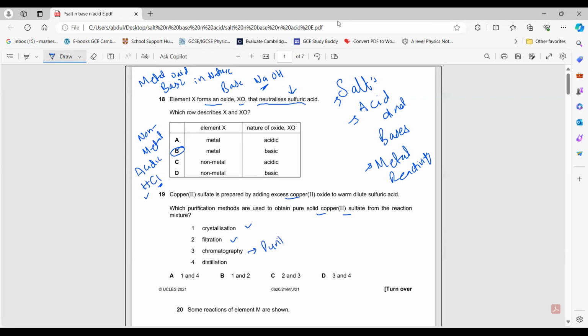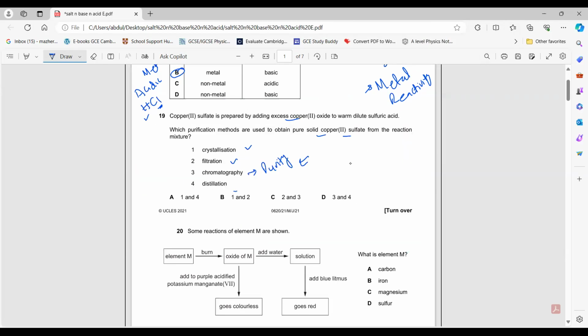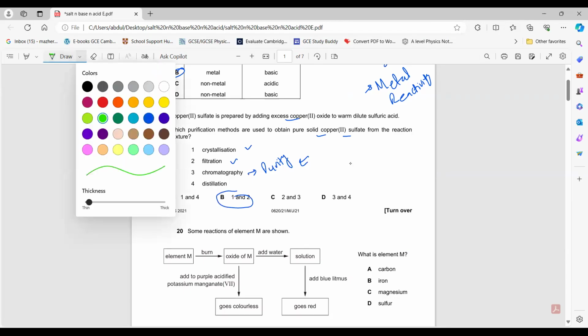Separating soluble mixtures? No, to check the purity of a substance and to check how many substances are present. The purity is mainly what we use that word for. Distillation we use because of the difference of boiling points. So none of that is required. So option number B, which is 1 and 2. Moving on to the next one.